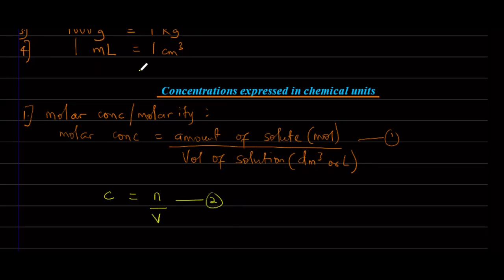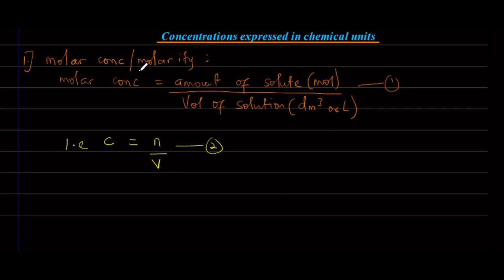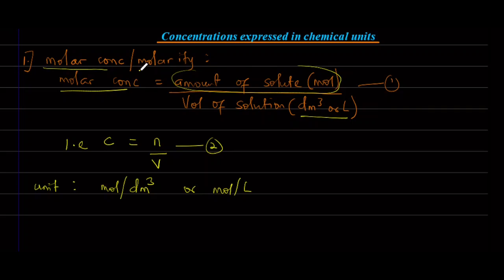From here, we can get the units for molar concentration. As you can see, molar concentration is the amount of solute that we have in mole over volume of solution in Dmq. That means it is going to be mole per Dmq as its unit, or we say mole per liter. Whenever we see a solution having mole per Dmq, it is simply representing the molar concentration, which is also called molarity.